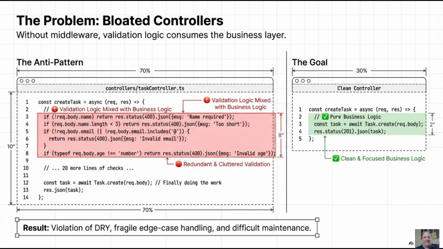Where did all the validation go? It didn't disappear, it moved. And that's what the whole presentation is about. The bottom line here is that the anti-pattern violates what's called DRY. It's fragile because you're bound to miss an edge case, right? And it's a nightmare to maintain when your data requirements change.